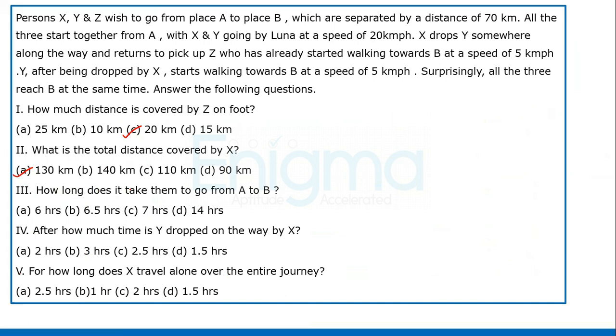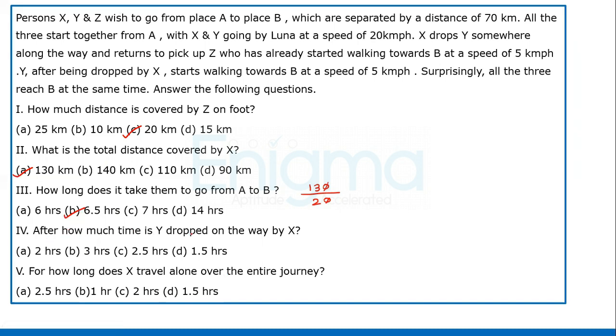How long does it take them to go from A to B? Now we know that X has covered a total distance of 130 kilometers and he is continuously driving at 20 kilometers per hour. So 130 upon 20, we get the answer as 6.5 hours.